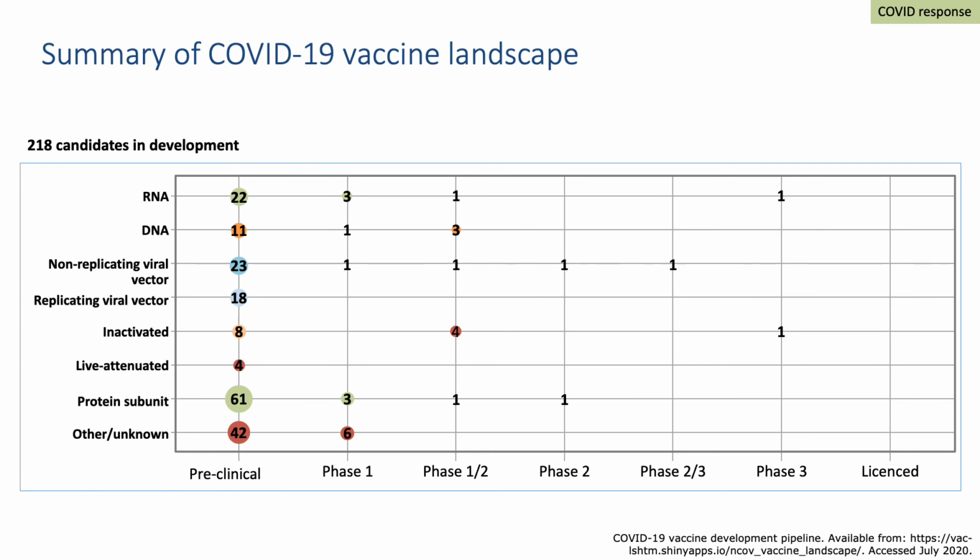And a final comment as to the last part of the immune jigsaw puzzle, can we vaccinate? Well, the answer is we hope so. There are a large number of vaccines in development. This is accessed a few weeks ago. In fact, it probably is out of date. There are even more candidates in development.